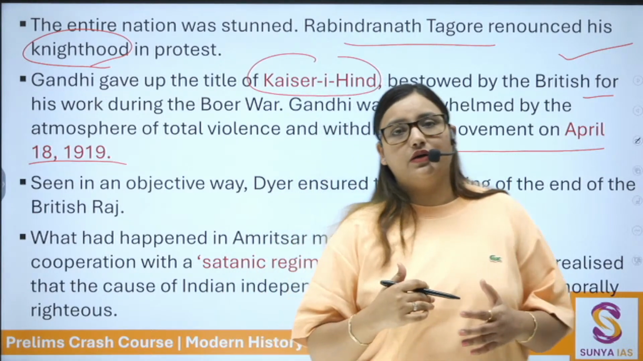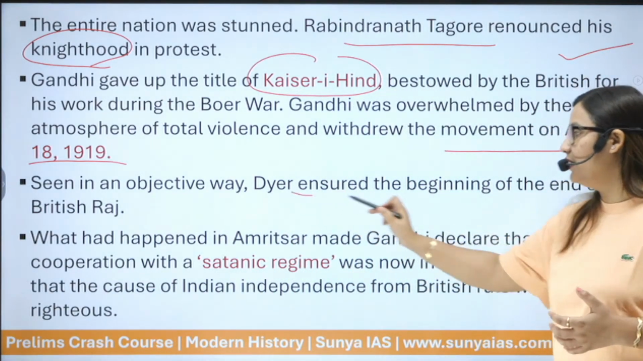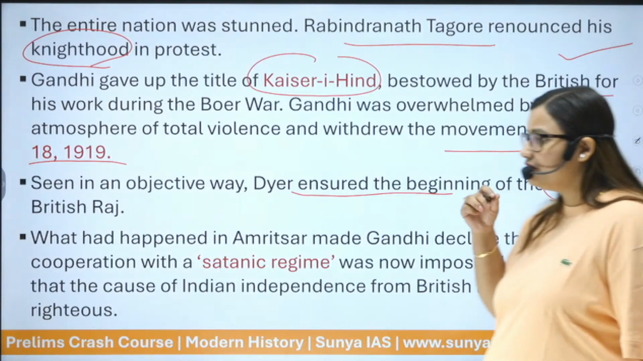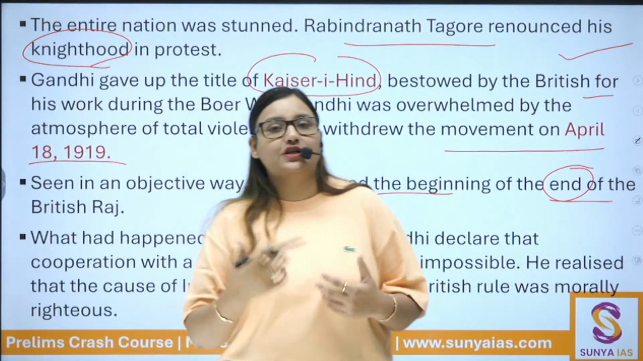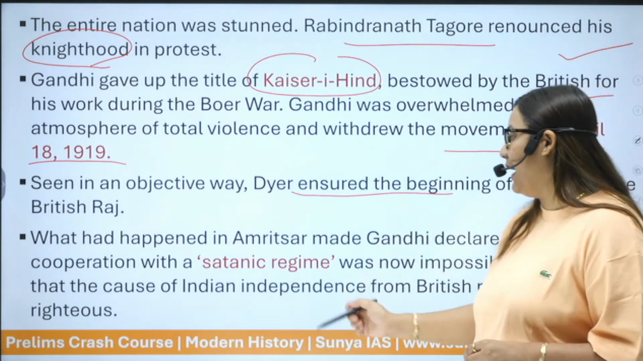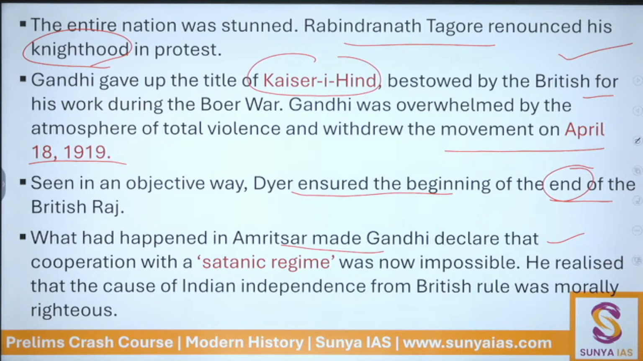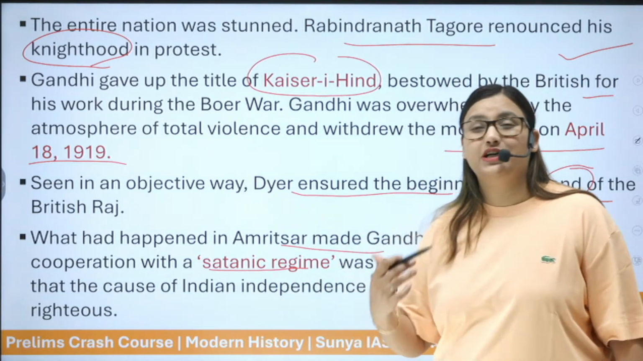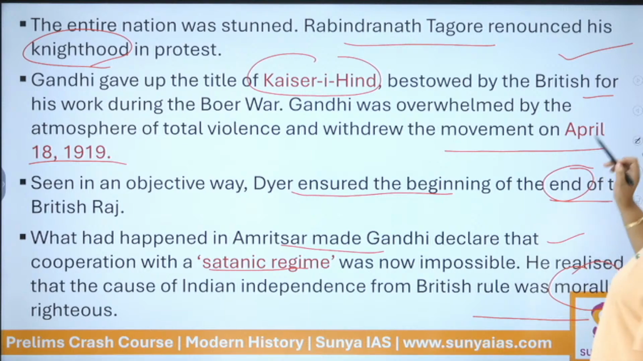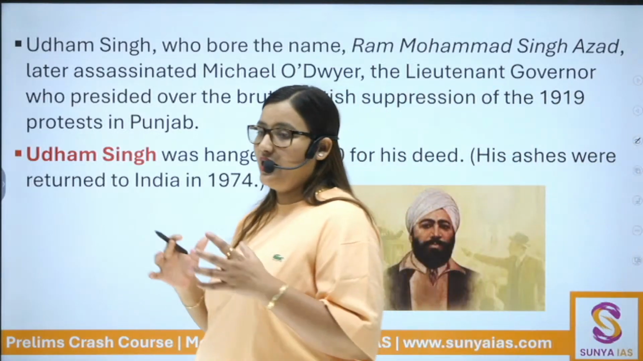Okay, so you can say that, seen in an objective way, Dyer ensured the beginning of the end of the British Raj. Basically, a sense of urgency came due to this act of General Dyer, right? What had happened in Amritsar made Gandhi declare that cooperation with the satanic regime was now impossible, because he was cooperating with Britishers a lot, but now he stopped all kinds of cooperation. He realized that the cause of Indian independence from British rule was morally righteous, and morally it would be fine for him to go against Britishers and use harsh measures now.